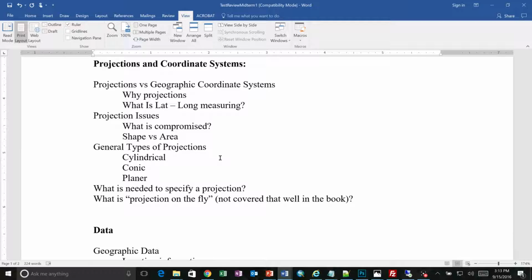Conic is dense cap, and the most common use of a conic projection is for maps of continental size areas, like North America and Asia. They also use conic maps for the state plane coordinate system for states that are wider than they are tall.